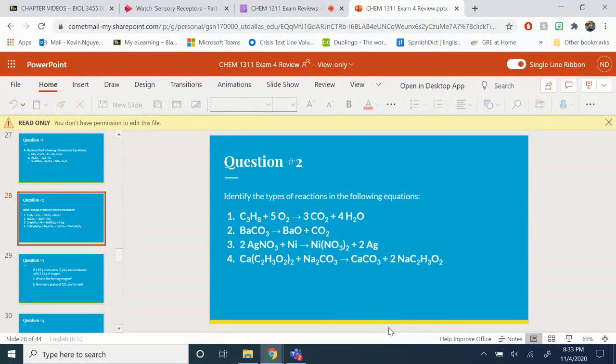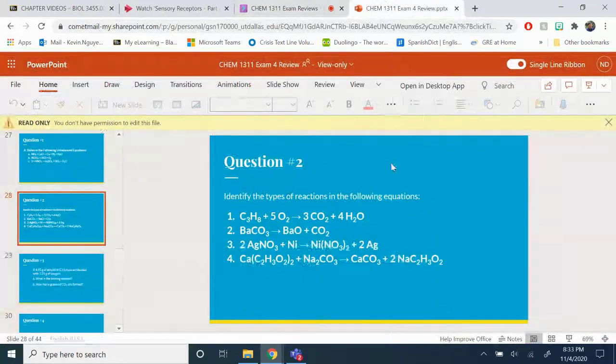What is the first one? Combustion? Yes, exactly. So an easy clue to figure out if it's a combustion equation, you want to look at one of your reactants. If you see oxygen, you're going to need oxygen for a combustion reaction. So this is already an indicator that this may be a combustion.